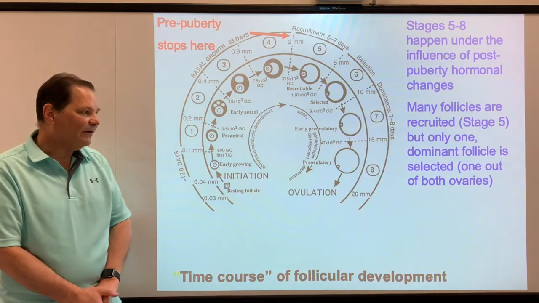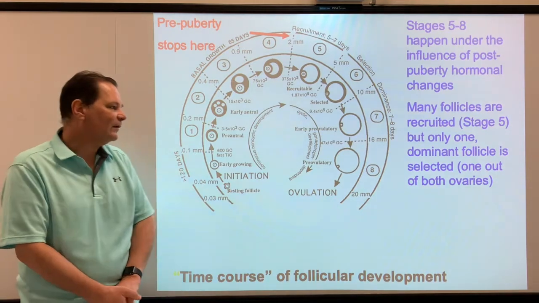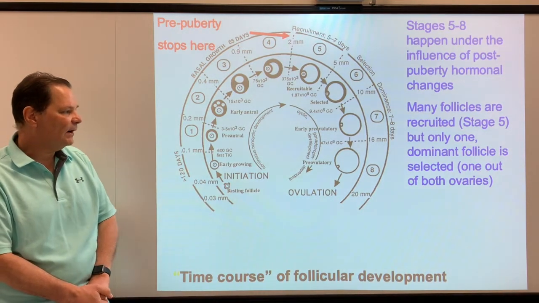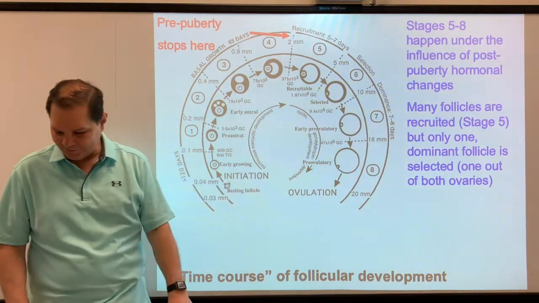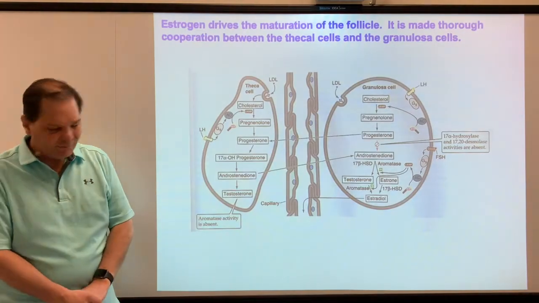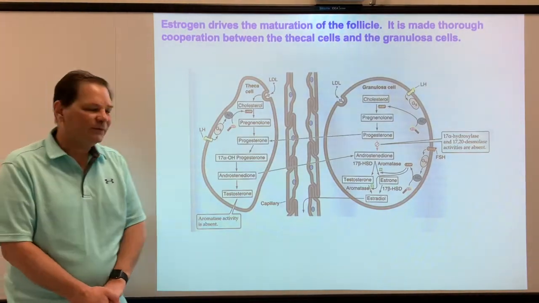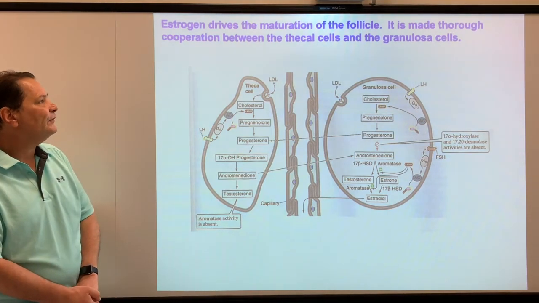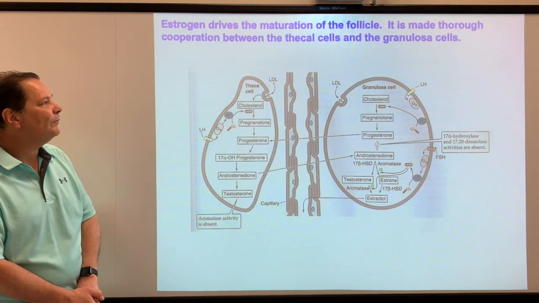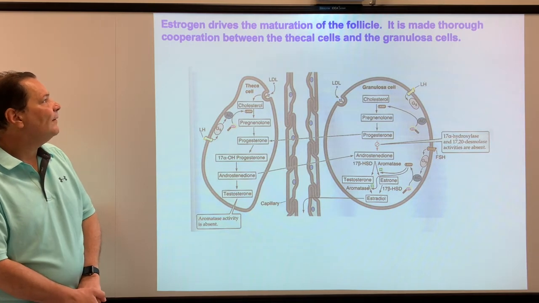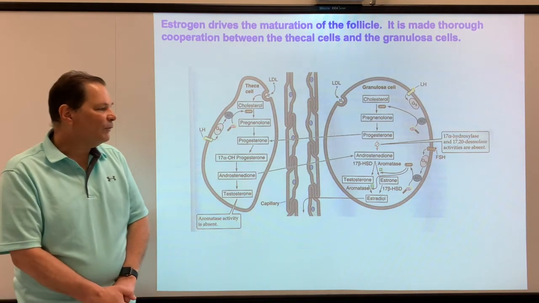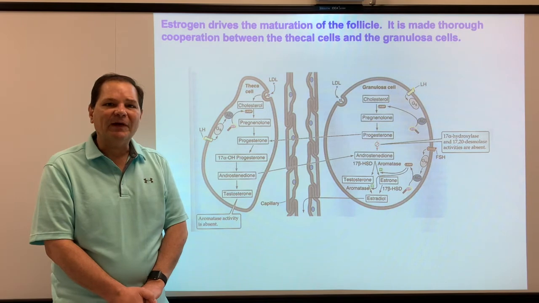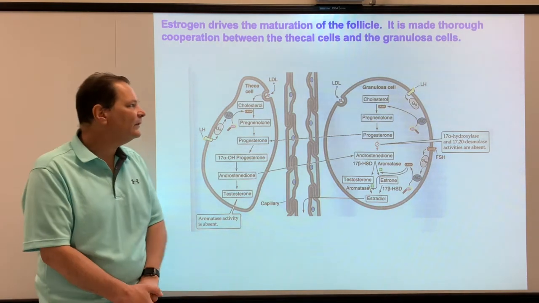There'll be one follicle out of both ovaries that will be selected and will ovulate. Okay, that takes place here. So estrogen is very important for the development and maturation of these follicles, as you're going to find out a little bit later in the lesson. And again, it's made through cooperation between the thecal cells and the granulosa cells.